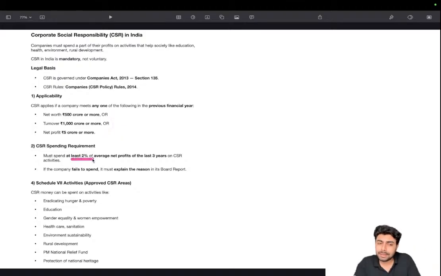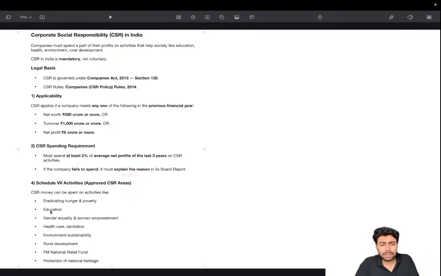Must spend, this is the minimum limit: 2% of the average net profit of the last 3 years. That's the key thing. 2% of net profit of the last 3 years. Not turnover, not net worth, net profit. If a company fails to spend, it should explain the reason. There will be a penalty provision for that also.